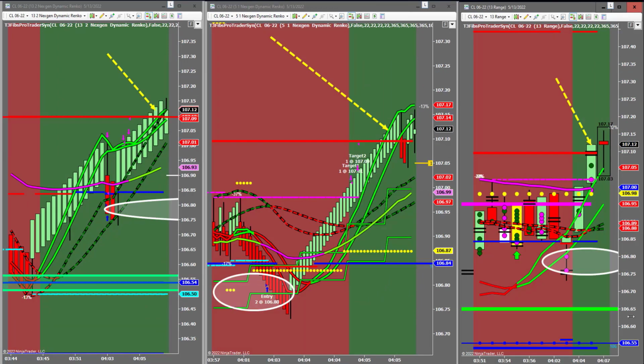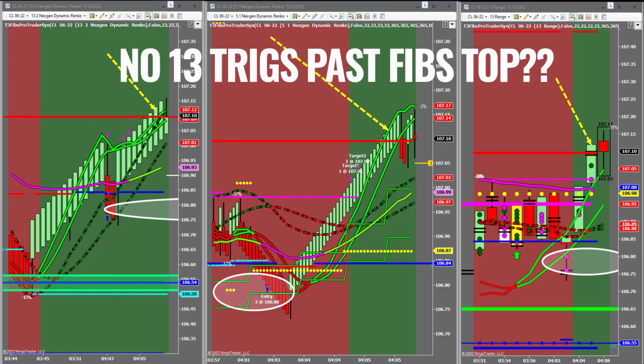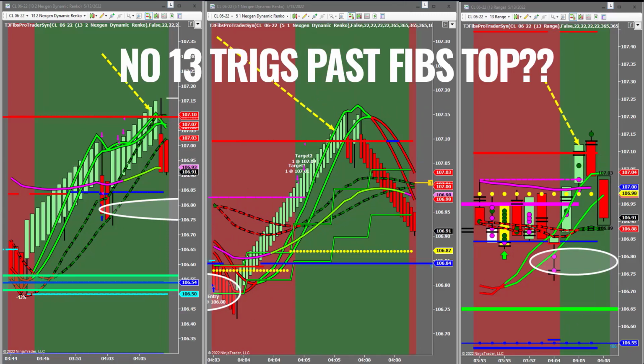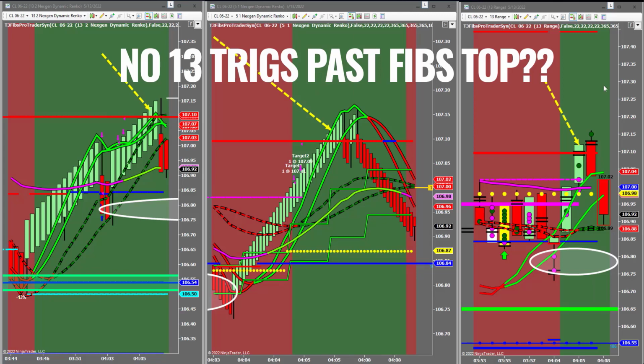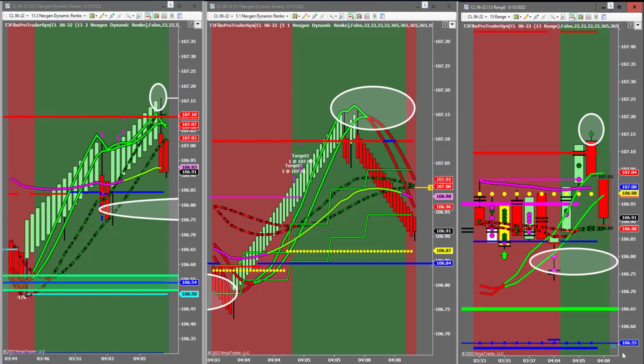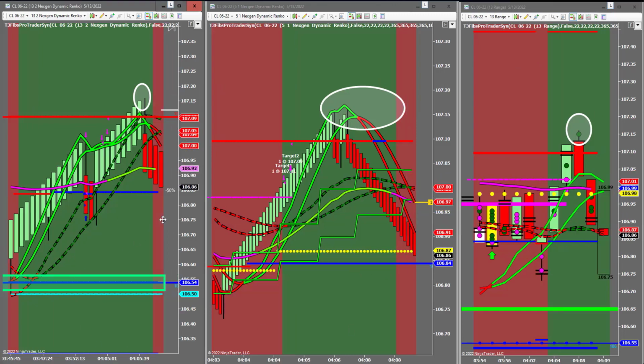All right, so let me skip forward here. Now, I did a trend trade with small triggers going up. This was earlier. I didn't want to go through yet another trend trade, so we'll just look at it. And then we have to decide, do we have a top in place? One of the first rules that you'll see for a top is, are the triggers past the fib? And you'll notice we have a stranded buyer up there.